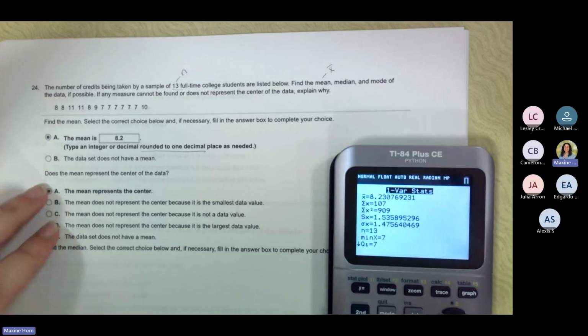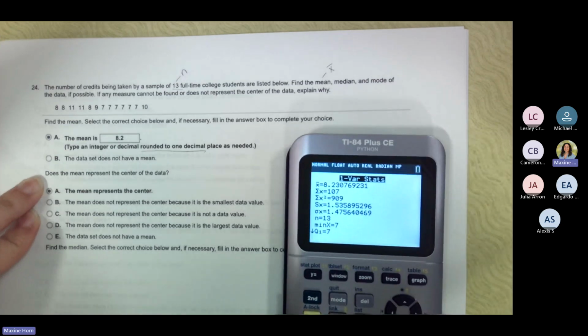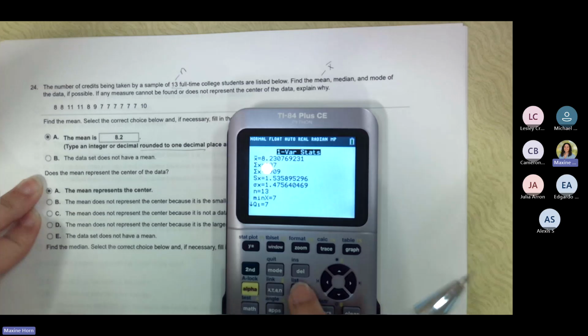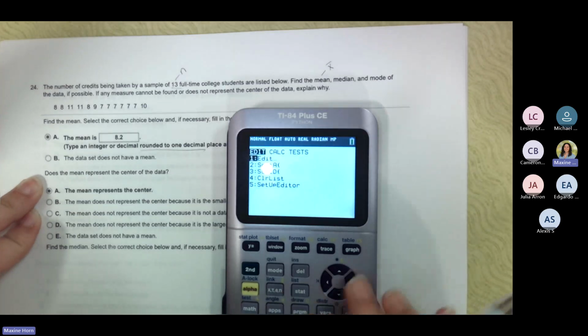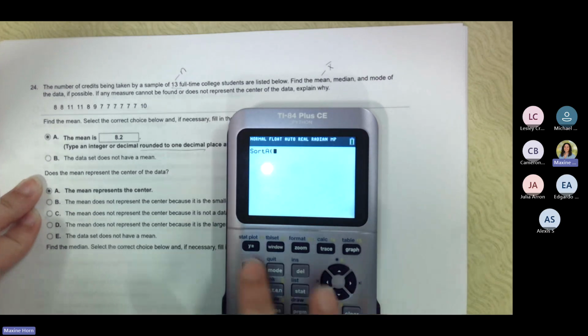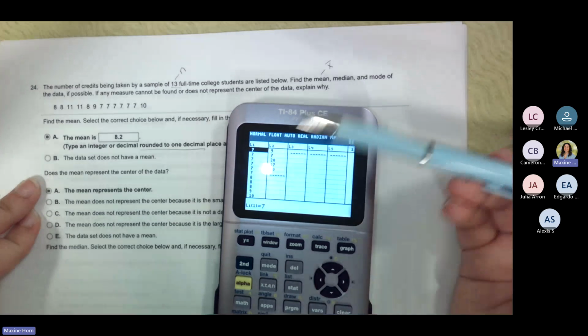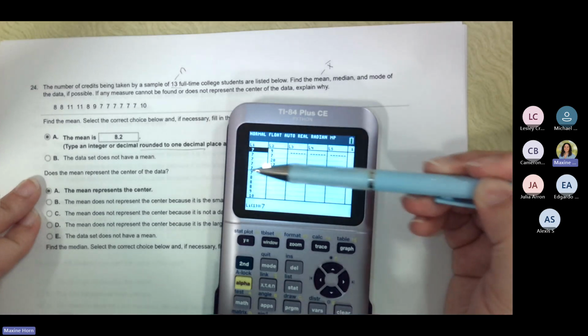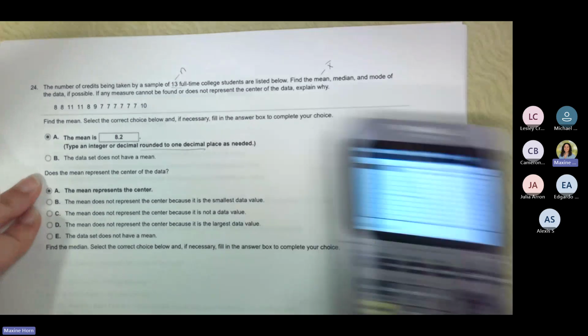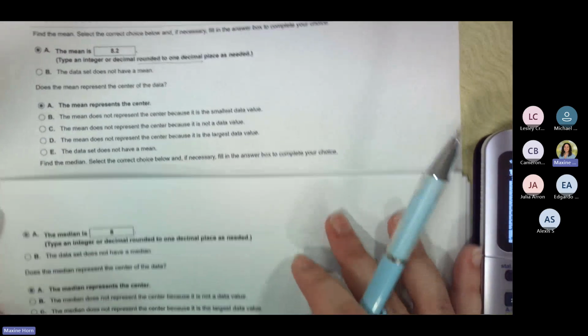Then they want you to say, does the mean represent the center of the data? Yeah, that sounds about right. If you wanted to, you could go and say stat sort list 1. Oops, didn't mean to hit it again. And you could say, okay, if I put them in order, the center of the data, 8's around there. It sounds about right. So yeah, the mean represents the center. Okay, and we have more things it wants us to do.